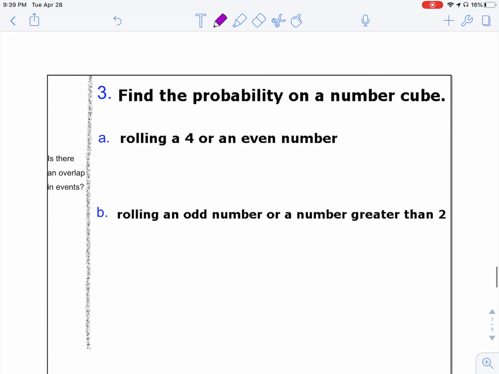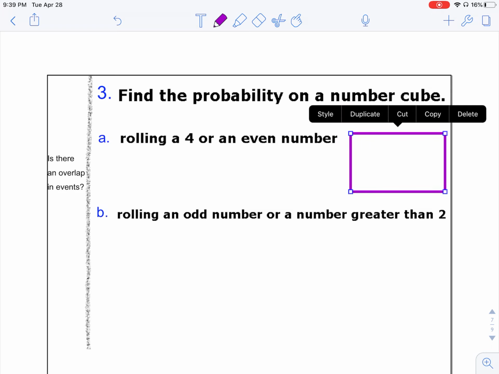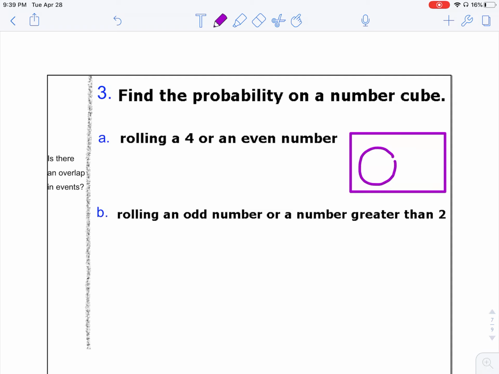Find the probability on a number cube of rolling a 4 or an even number. Well, let's just draw a quick little Venn diagram of this. I think the best way to do these is to draw a Venn diagram. These events are going to be inclusive, so they are going to have some elements in common.